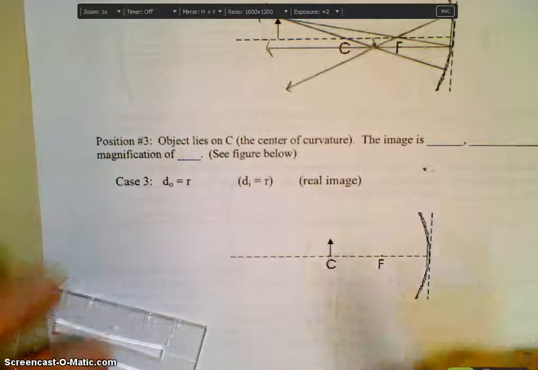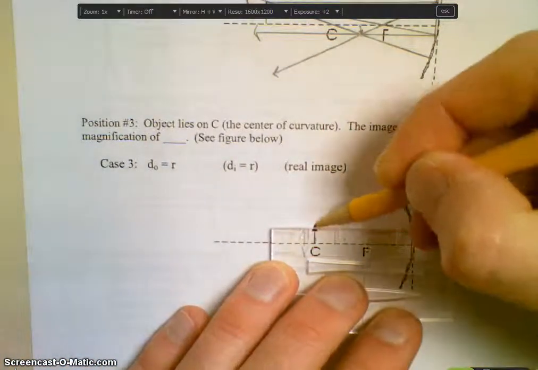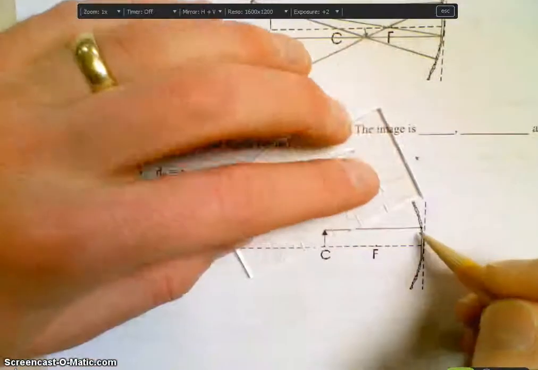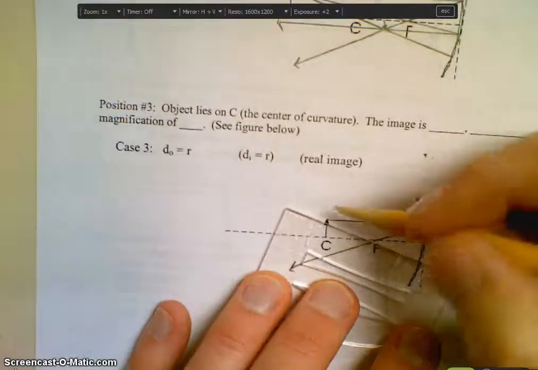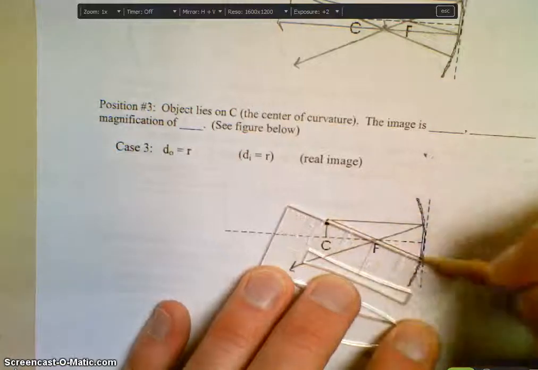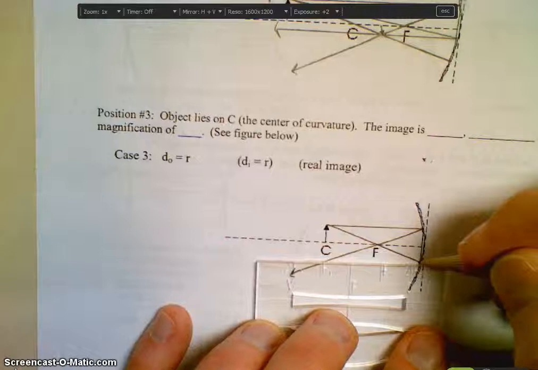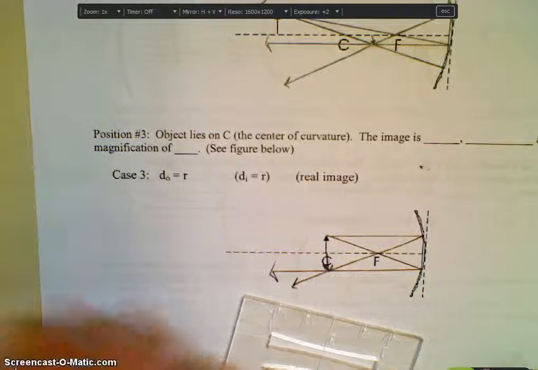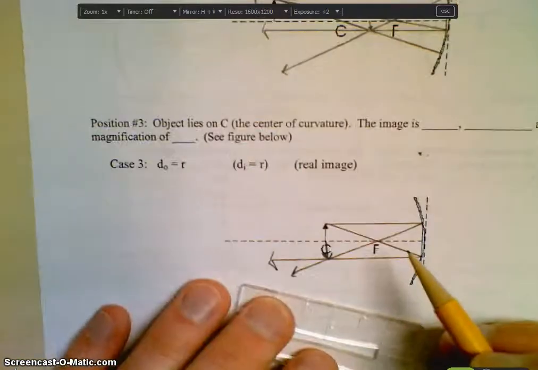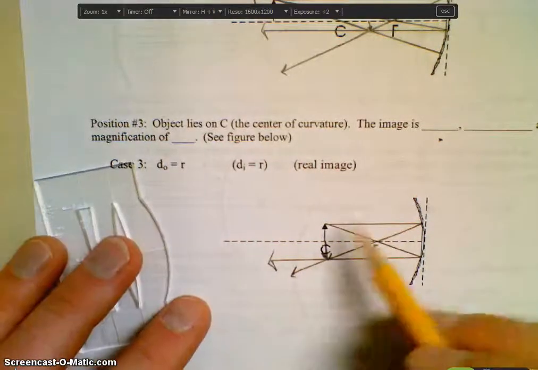So this one, the object is actually on C. So we have 2 rays that we can draw here. First one is parallel through F, and the other one is through F, and out parallel. And that should line up right at C. The third one, we don't have an option. We can't go through C and back on itself. There's no mirror up there. So we just draw 2.